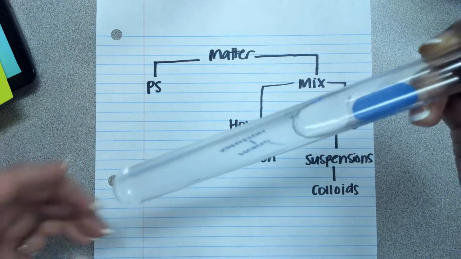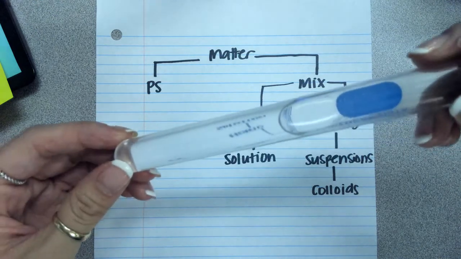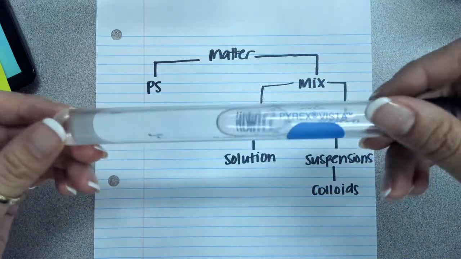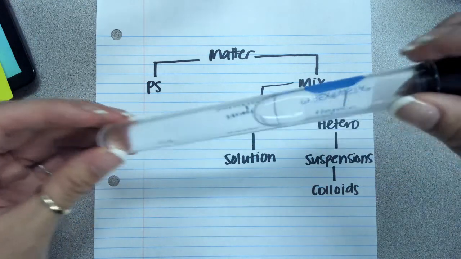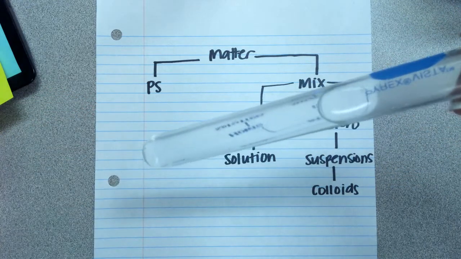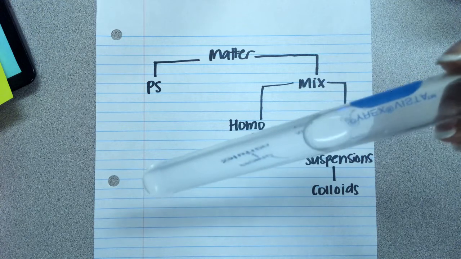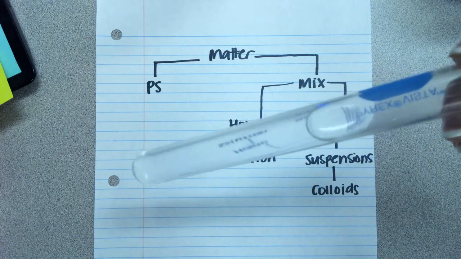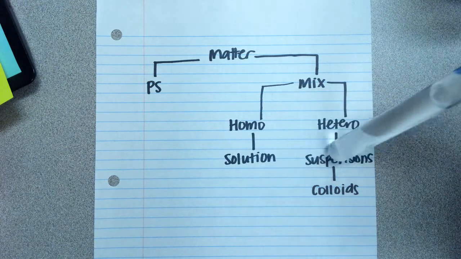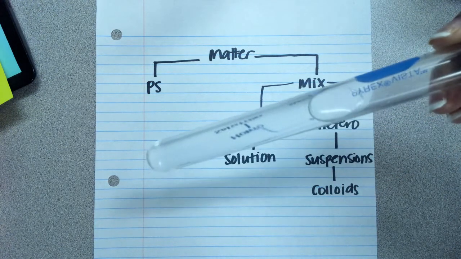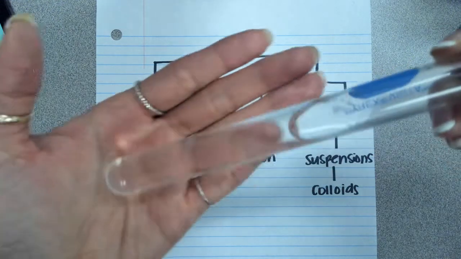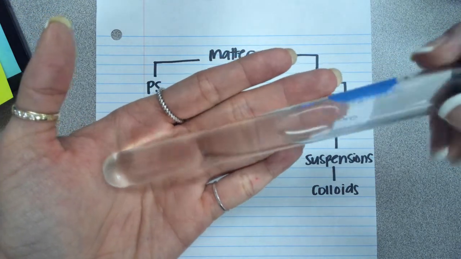It's homogeneous, so you don't see the different parts of this mixture. You can't see where the salt starts, where the water begins, which part's salt, which part's water. It all looks like one thing, one uniform thing. The particle sizes of a solution are super small. Between solutions, suspensions, and colloids, these have the smallest particles. They're so small that you can't see them. That's why it looks uniform. It looks like it's just one thing.